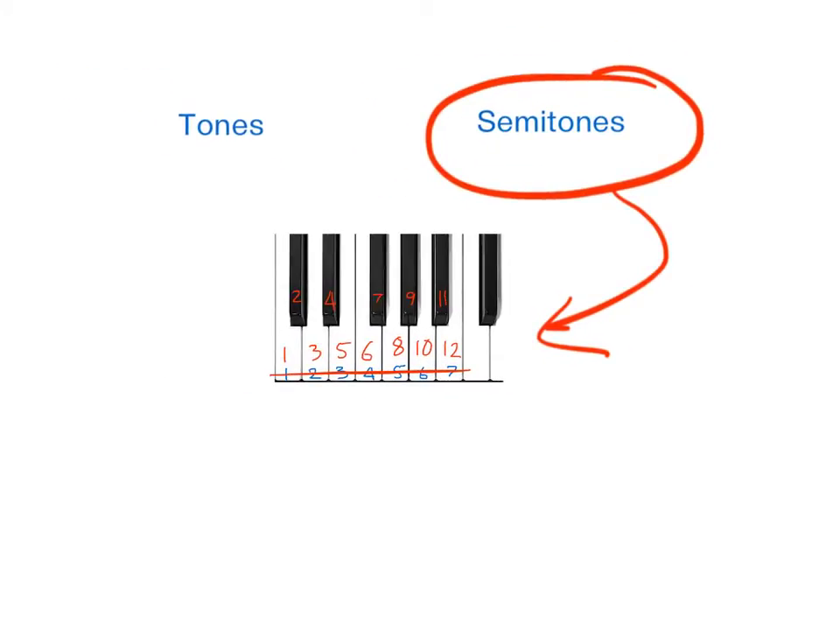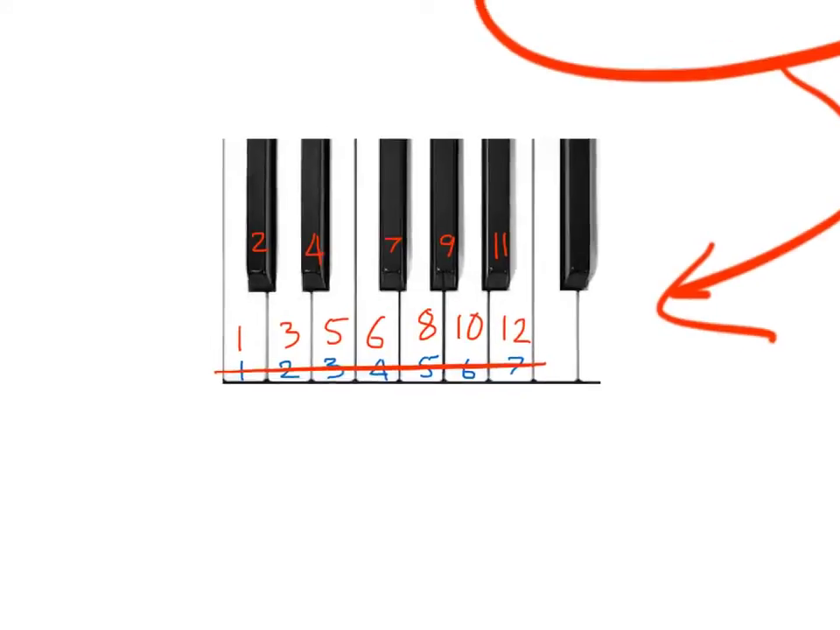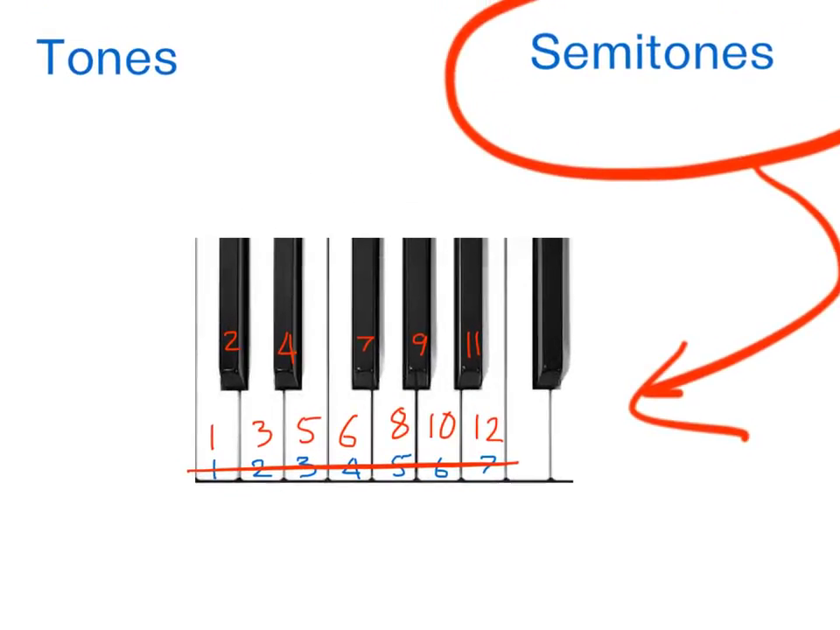A semitone is the smallest distance between two notes. So, for example, from note 1 to note 2 is a semitone. You can't go from note 1 to note 1.5. There's no such thing. So the smallest distance is a semitone.